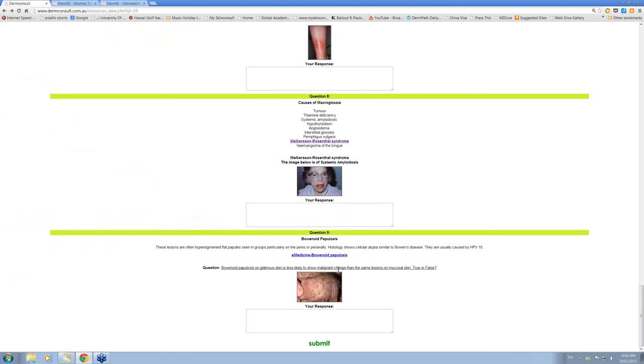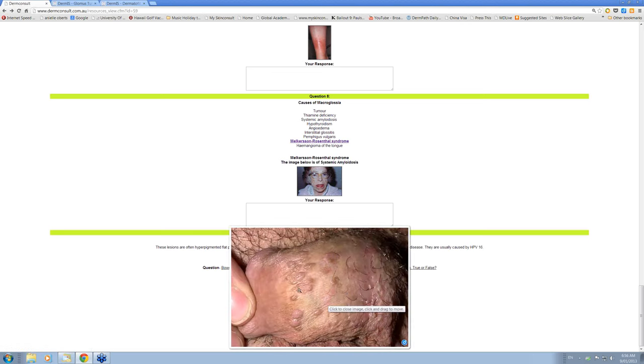Okay, and lastly, Bowenoid papulosis. It took me a wee while before I got clued into Bowenoid papulosis. Generally, these lesions are going to occur on the glans, well, on the shaft of the penis or in the female labial area.